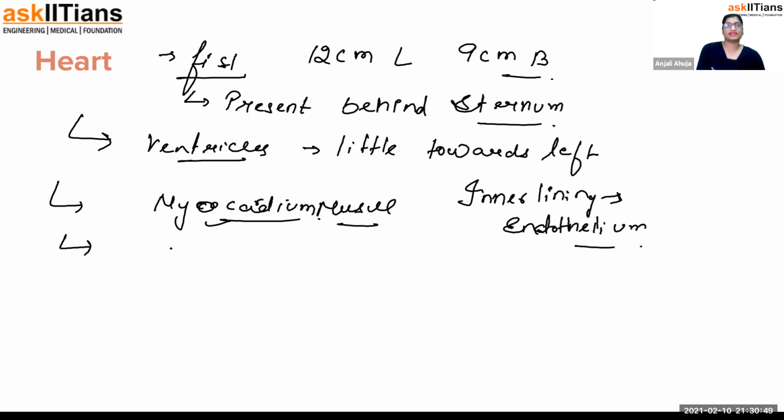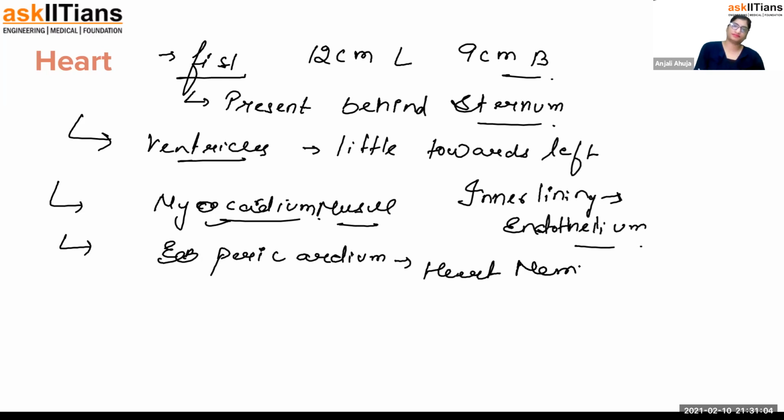The heart is externally covered by the endocardium. Am I saying it right? That's pericardium, I'm sorry. The heart is covered by a membrane which is known as pericardium. In between the myocardium and pericardium, there is a fluid present, and that protects the heart from any kind of shock, from any kind of injury. It also maintains the pressure. There are many functions that it is doing. So this is the basic structure of the heart.